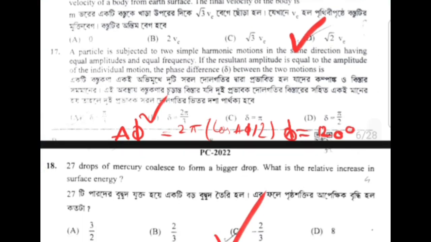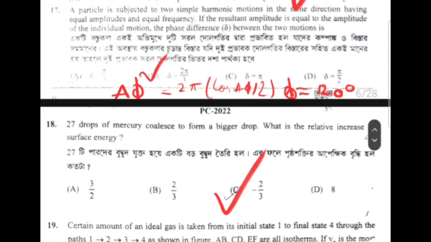Question number 18. 27 drops of mercury coalesce to form a bigger drop. What is the relative increase in surface energy? Just apply that the volume will remain equal, use that relation, and then apply the value of surface energy. Then you will get the value as minus 2 by 3, option C.